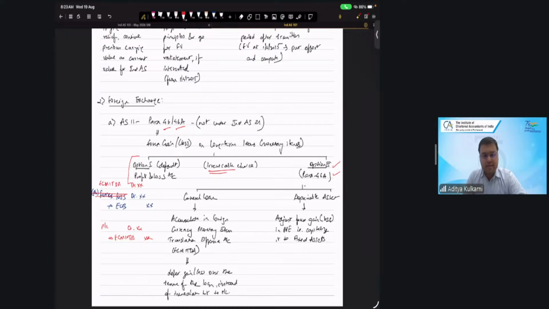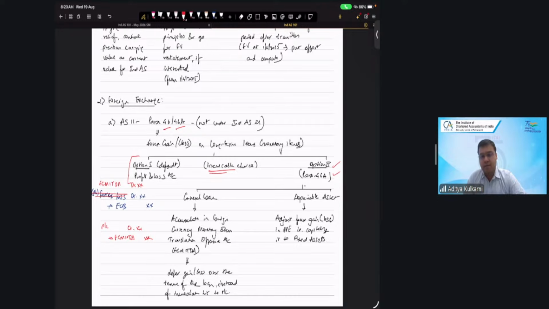Are you able to understand this? Did you understand the option? FCMITDA is a balance sheet account. The balance sheet account permits you to take the impact of the huge foreign loss that came because of volatile exchange rates over the tenure of the loan on a smoothened basis, which was acceptable to the corporates.